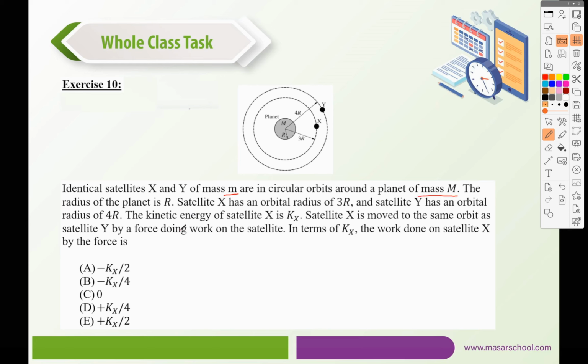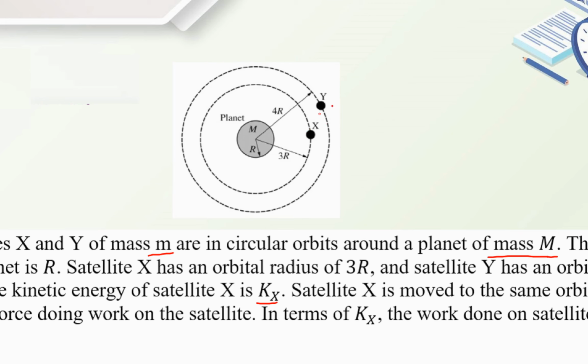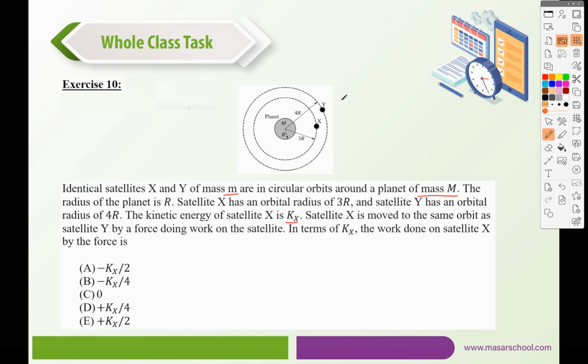Satellite X is moved to the same orbit as satellite Y by a force doing work on the satellite. In terms of kx, the work done on satellite X by the force is... So what's happening here is that the satellite which is in orbit X has been moved to Y. And this doesn't happen unless we perform work, which means that energy has been extracted or injected to the system.